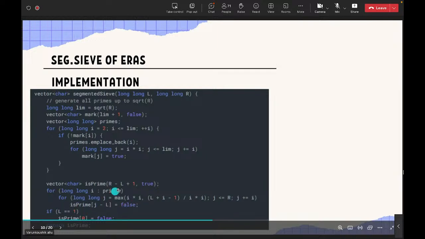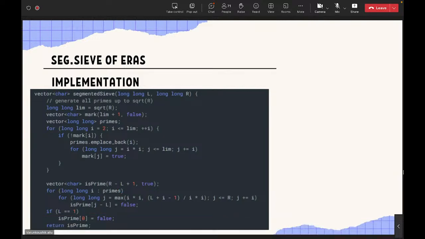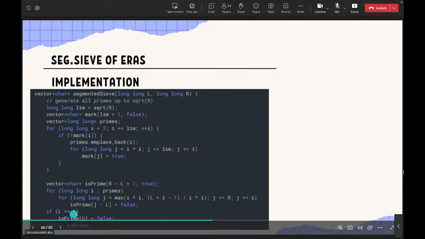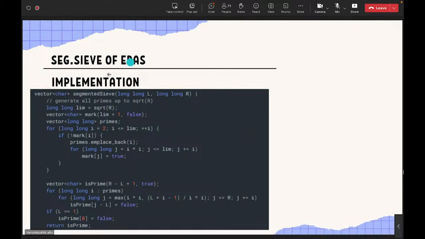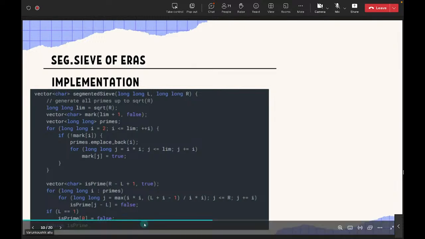Then if L equals 1, we'll mark is_prime[0] equal to false, because we know 0 is not a prime number anyway. And we'll return the is_prime vector, the character vector. So this is how the segmented sieve works.